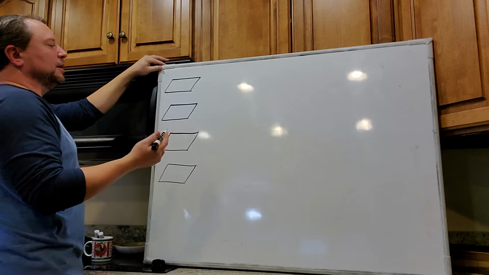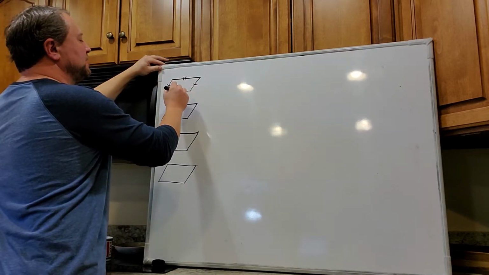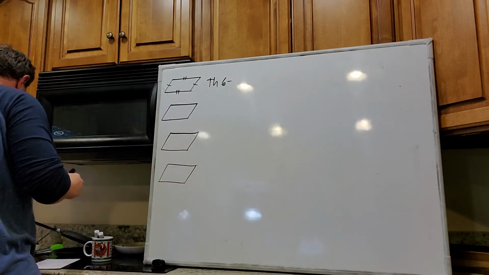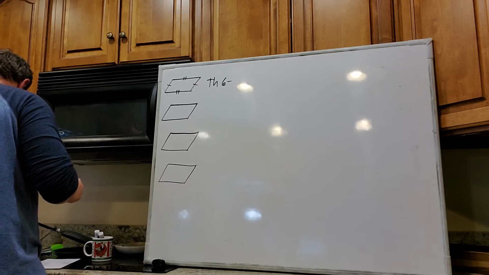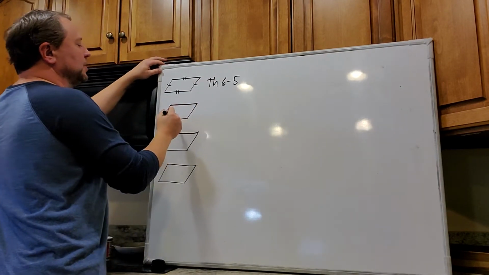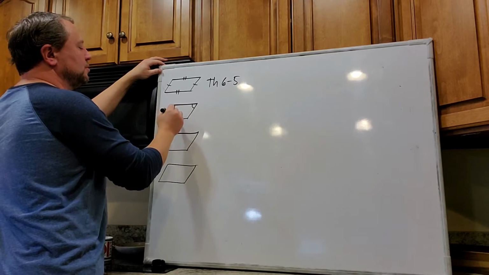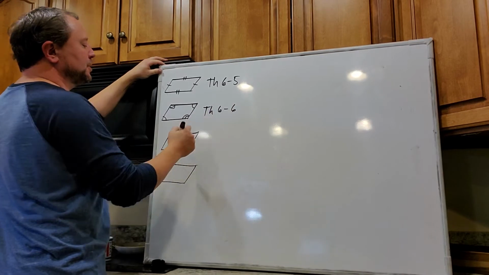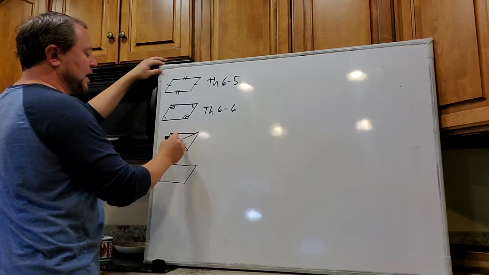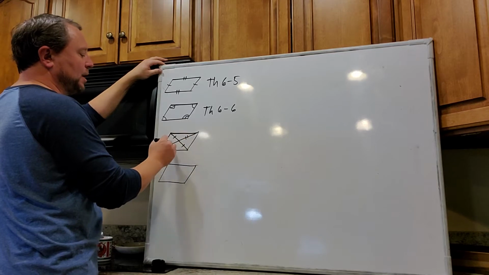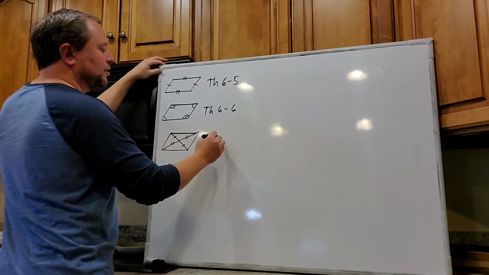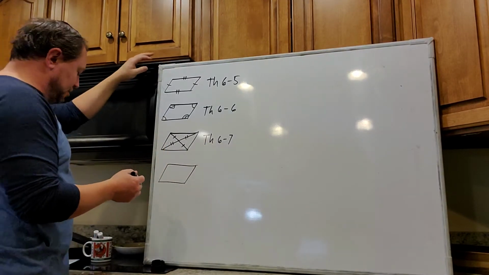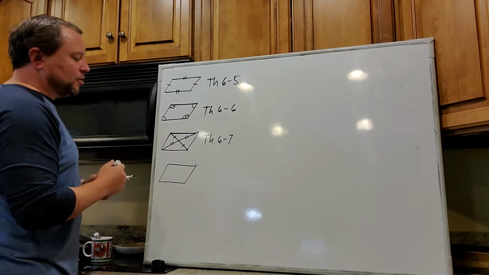Okay, so now, again, remember, if I could show the opposite sides match, that would prove it's a parallelogram by our new theorem, theorem 6-5. If we could show the opposite angles match, that proves it's a parallelogram by theorem 6-6. If I could show the diagonals cut each other in half, or bisect each other, by theorem 6-7, that proves it a parallelogram.